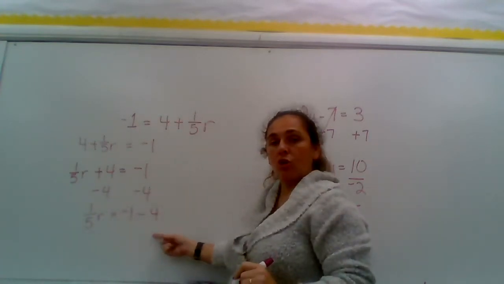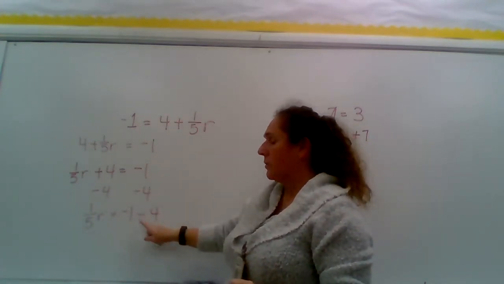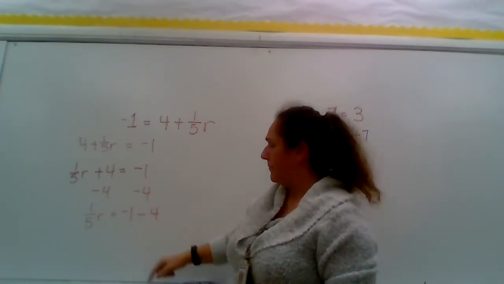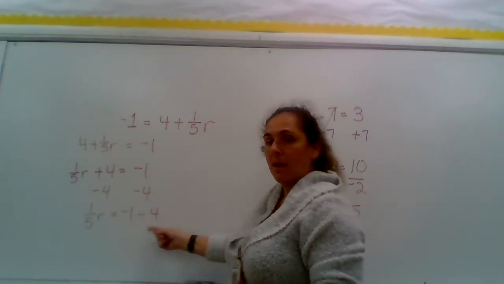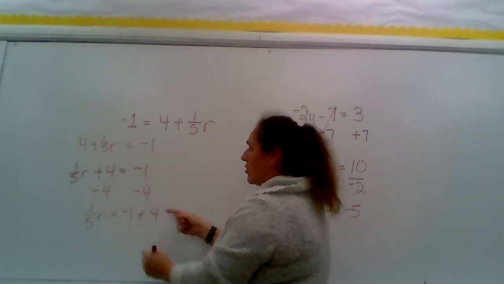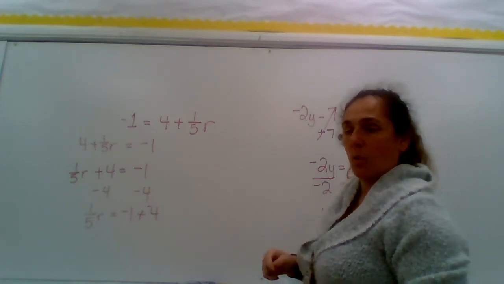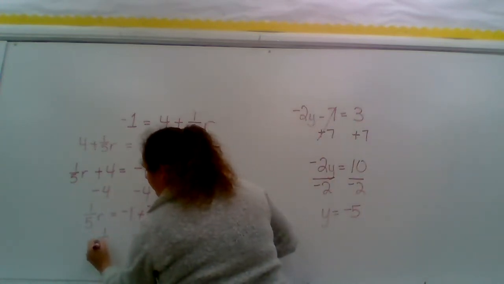Now, I wrote it out long ways right here just so you can see. Now, remember, we can't subtract, so I'm going to change that to an addition. Remember, first number stays the same. Change subtract to add, and change the sign of the next number. So now it looks like negative 1 plus negative 4. I'm going to add them.